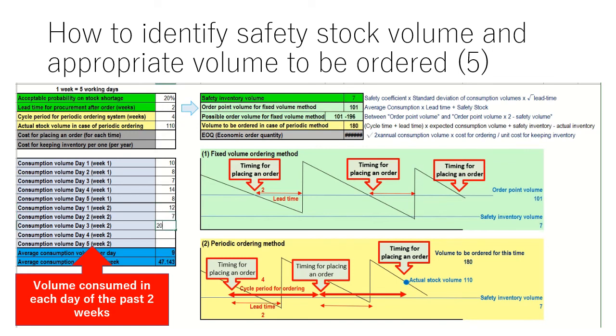The safety inventory volume can be calculated at 12, and the volume to be ordered this time can be calculated at 208 pieces. If the company allows only 10% as the probability of stock shortage, in this case the safety inventory volume will be 18 pieces instead of 12.